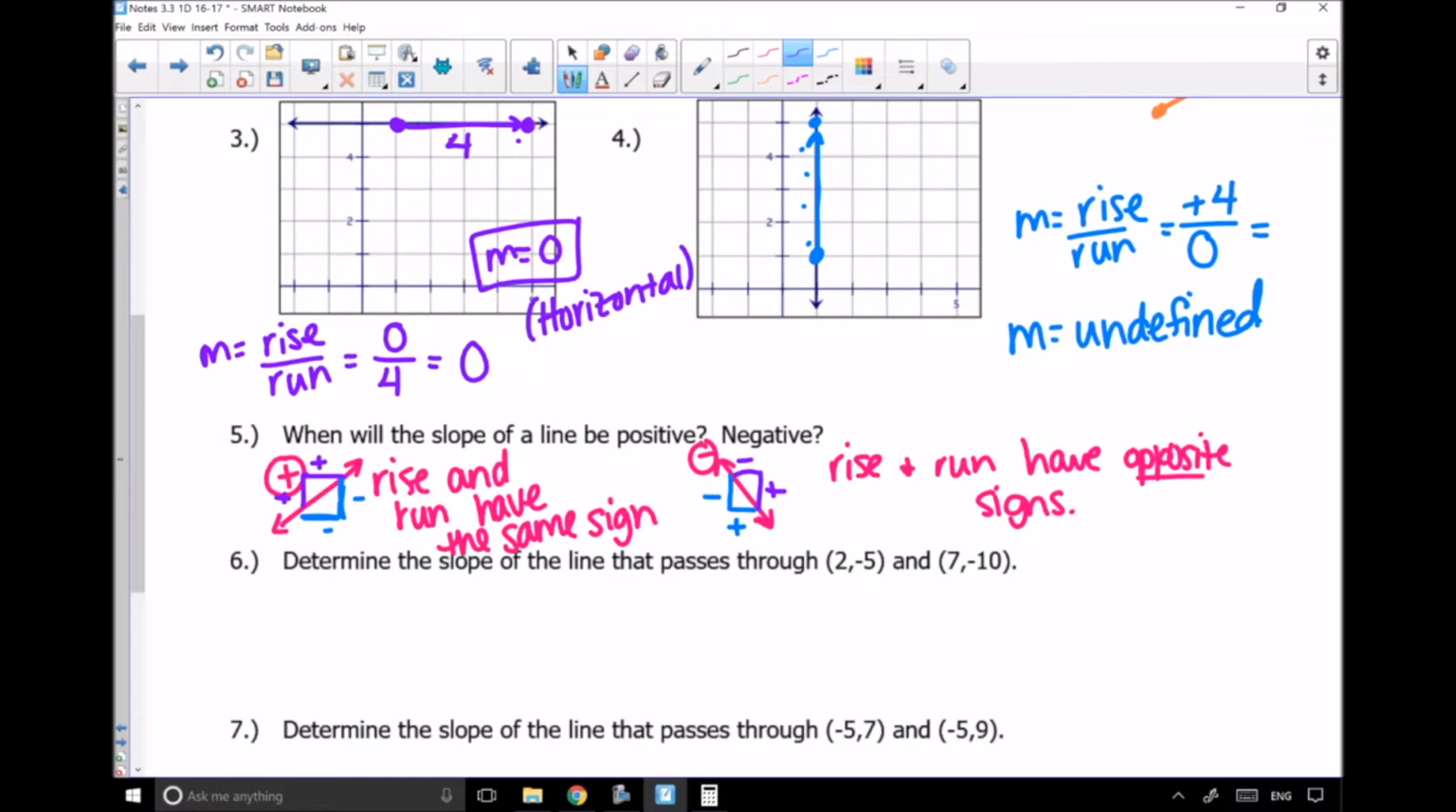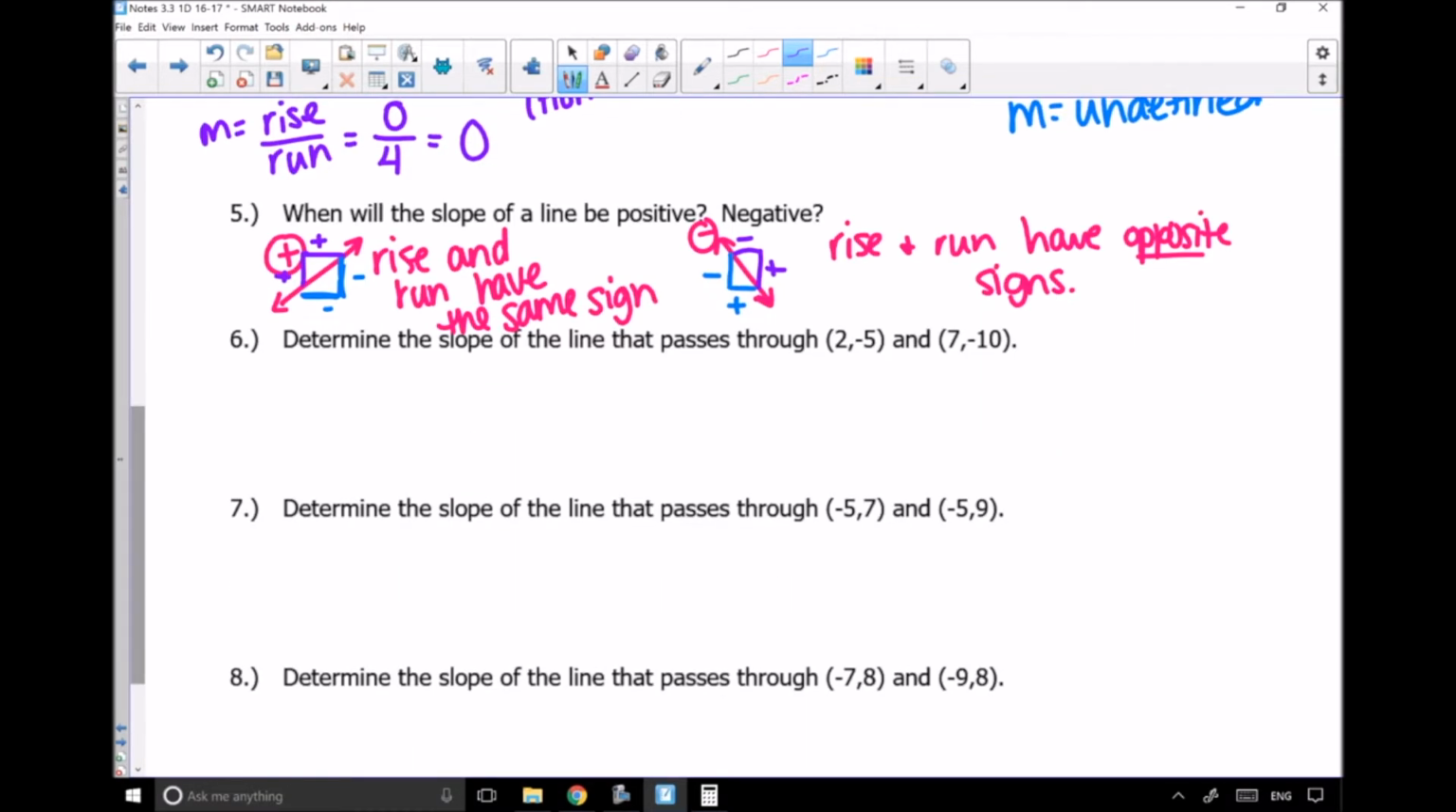Okay, so now question number 6. Determine the slope of a line that passes through the points (2, -5) and (7, -10). This is a little bit harder, but once you actually get used to just plugging in your information, it's not so bad. So remember, we also talked in class about how the formula for slope is going to be y2 minus y1 over x2 minus x1. Okay, so in this example right here, let me actually color code this so you can see it a little bit better.